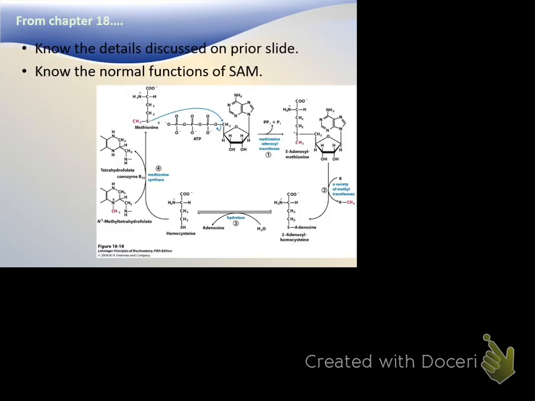Okay, this is actually from chapter 18. And I want you to know the normal functions. This is just to review a little bit about what SAM does, from before. We have methionine, and it gets adenylated at the expense of an ATP. So it's an adenosyl transferase. That's the first enzyme. And it's one of the only ones that, if you notice, kicks off a triphosphate in the form of inorganic pyrophosphate and inorganic phosphate. So remember, that was different than everything else before.